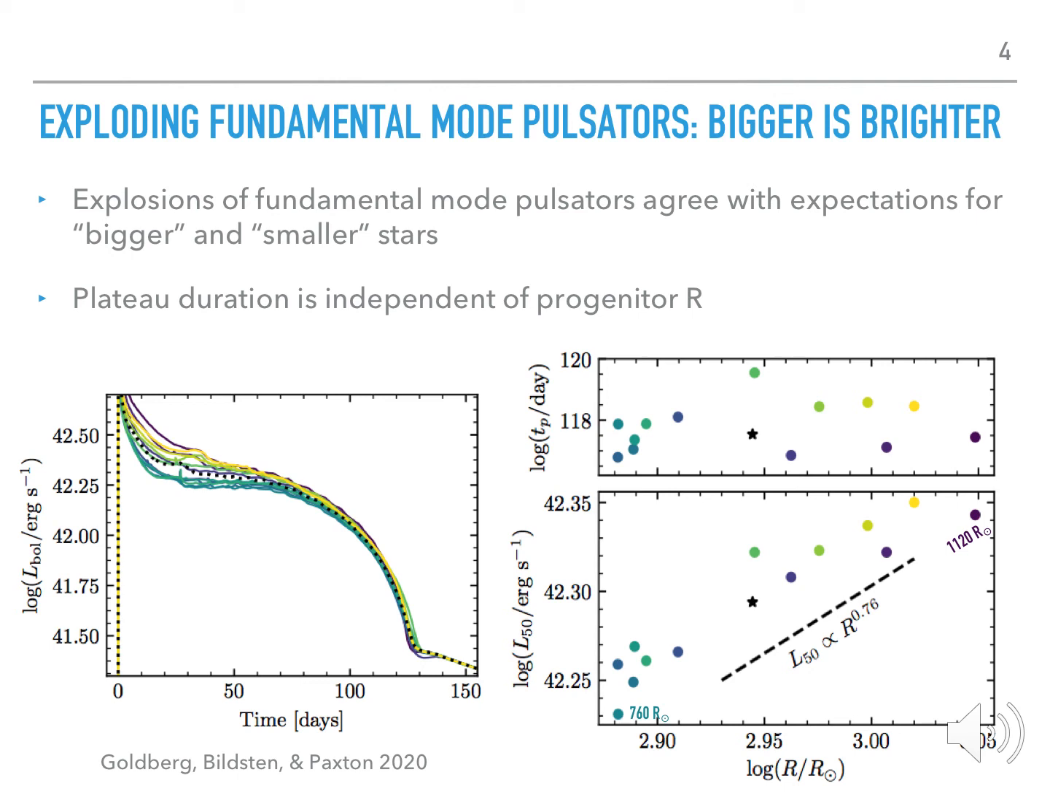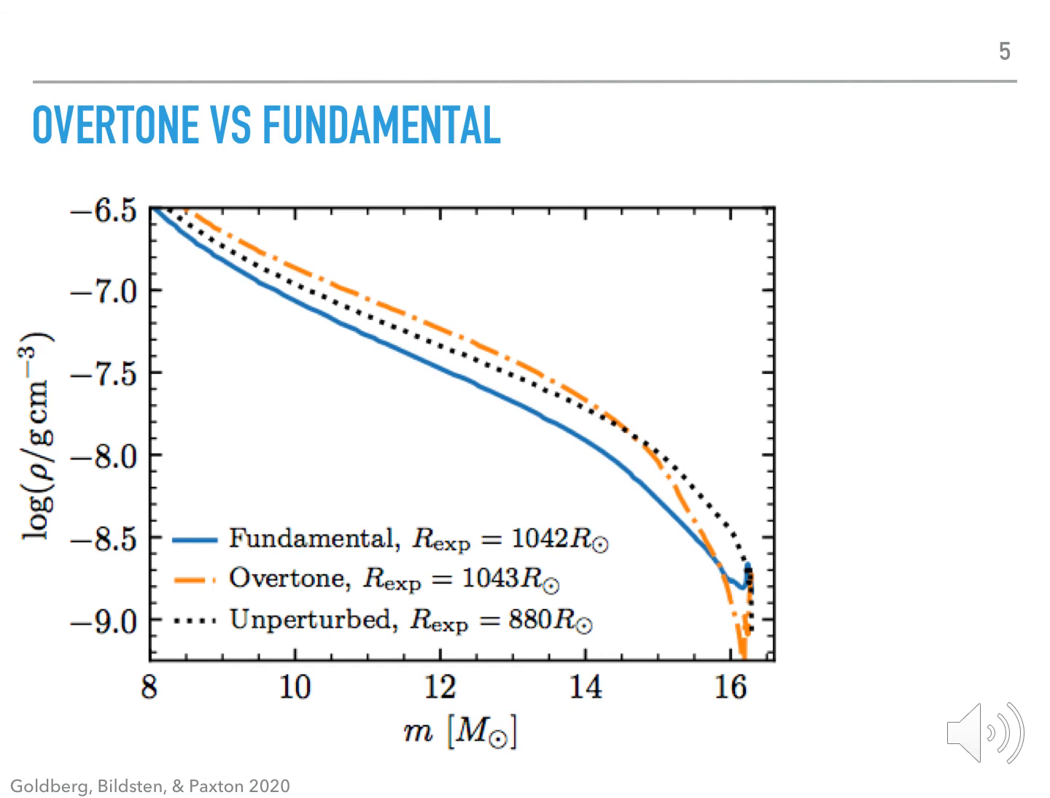In addition, the plateau duration is more or less independent of the progenitor radius, which is what you'd expect for a nickel-rich supernova like the one we have here. So we also exploded our models pulsating in the overtones. And when we do that, because there's a node in the displacement, it actually looks like a less dense star on top of a more dense star near pulsation maximum or radial maximum, compared to the fundamental mode, which is less dense and shallower everywhere.